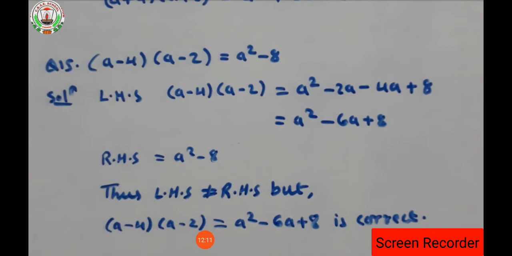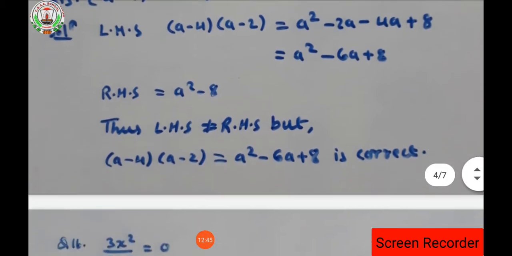So what is the correct statement over here? That is a square minus 6a plus 8 is the correct statement. And in the RHS part, a square minus 8 is there, that can't be solved, isn't it? Thus, looking at LHS and RHS, both the expressions are not equal, hence the error will be in the RHS part. But the correct mathematical statement is (a minus 4) into (a minus 2) is equals to a square minus 6a plus 8.